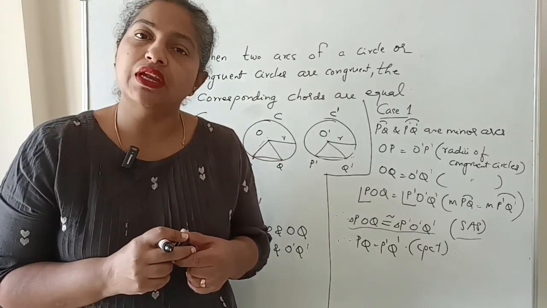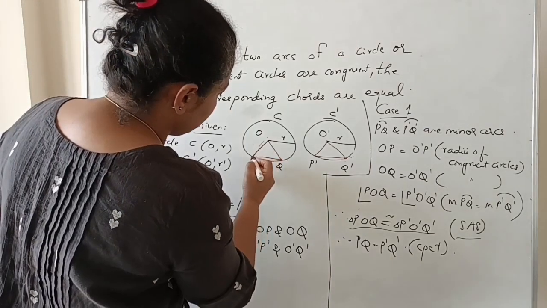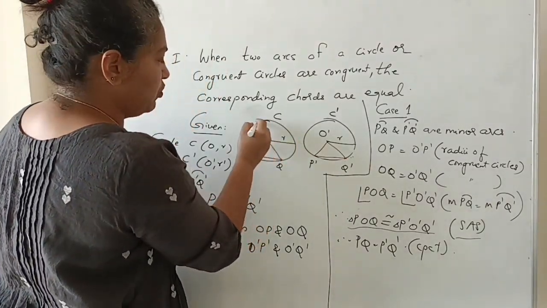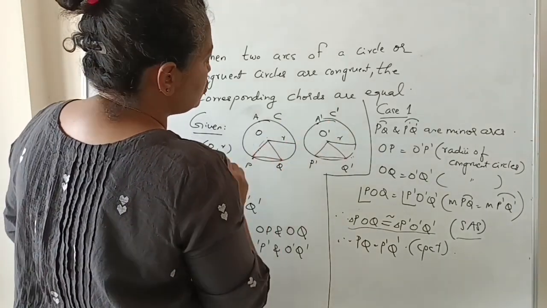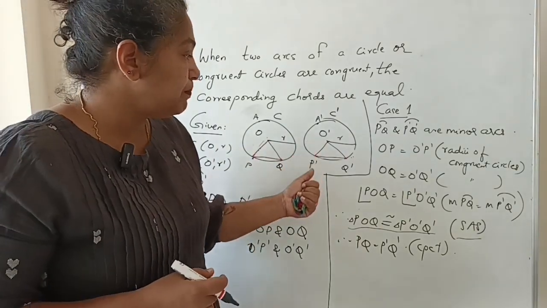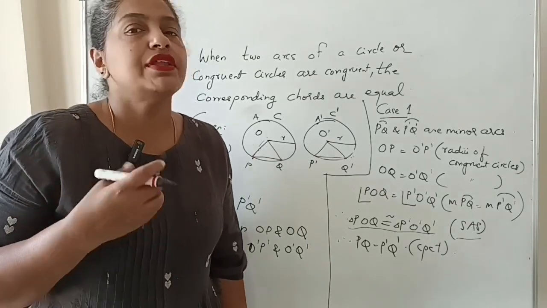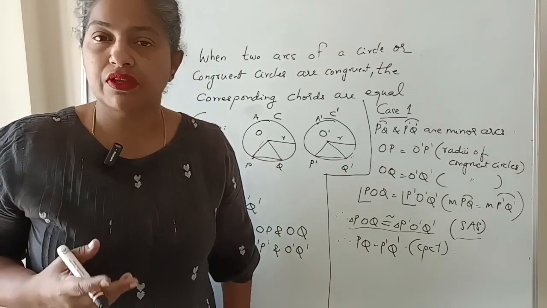Now, let us see the proof when the arcs are major arcs. In the second case, we will take PQ to be the major arc. So, I will make one more point over here. Let it be A and this be A dash. So, PAQ is a major arc of this circle, which is equal to P dash A dash Q dash, the major arc of the second circle. It is given that both are equal. We need to show that the chords PQ and P dash Q dash are equal.